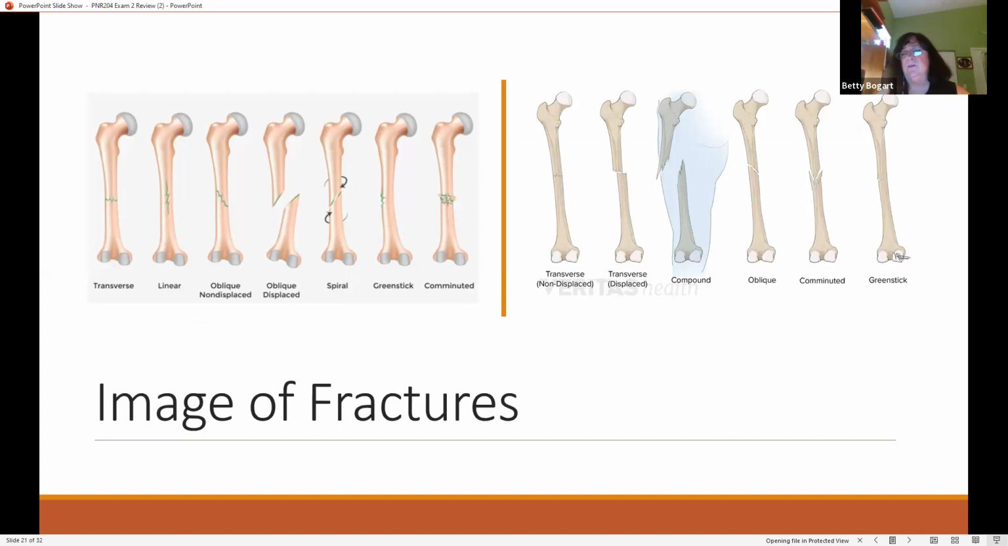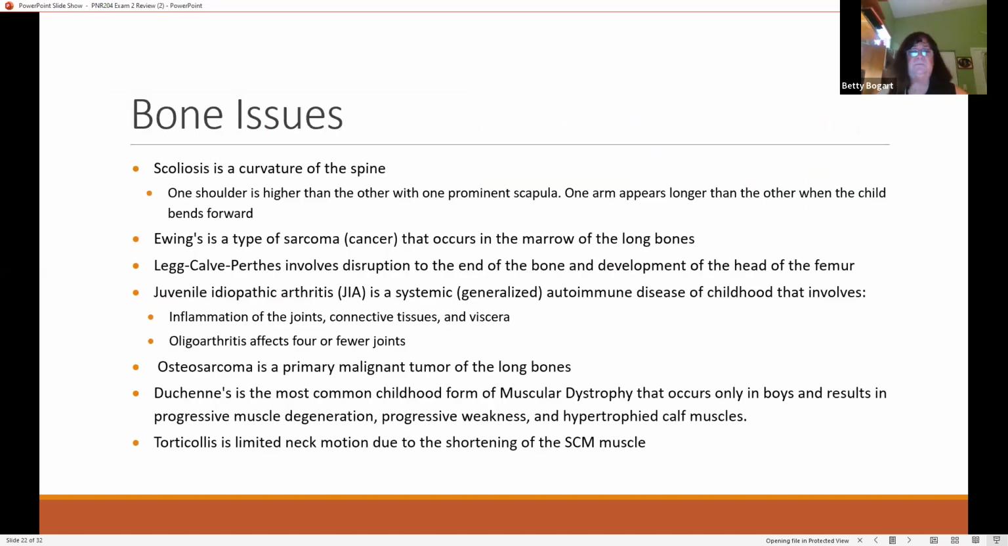Those are pictures of those sort of fractures that I just discussed to give you the visual. Now, some of the bone issues that can occur. Scoliosis is where there's an S-shaped curvature of the spine, and if you saw them visually, one arm looks more bent forward. And how do we treat that?